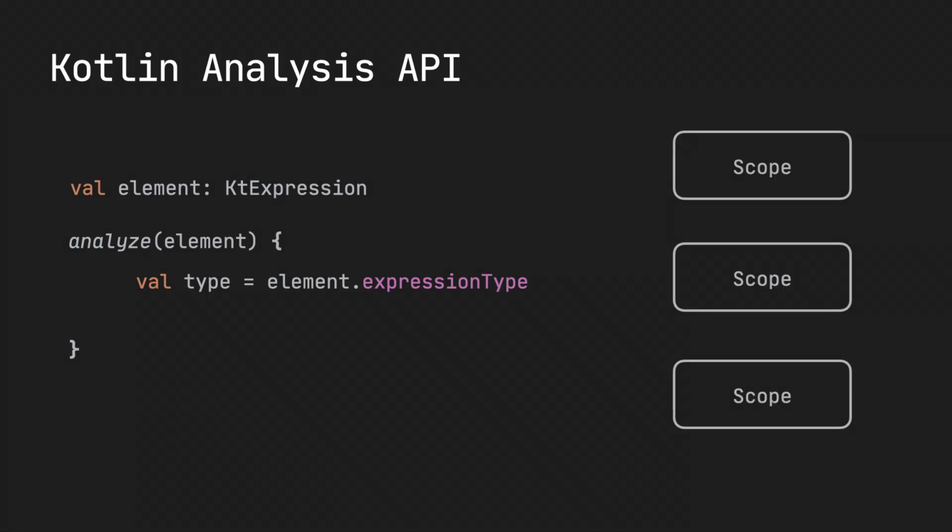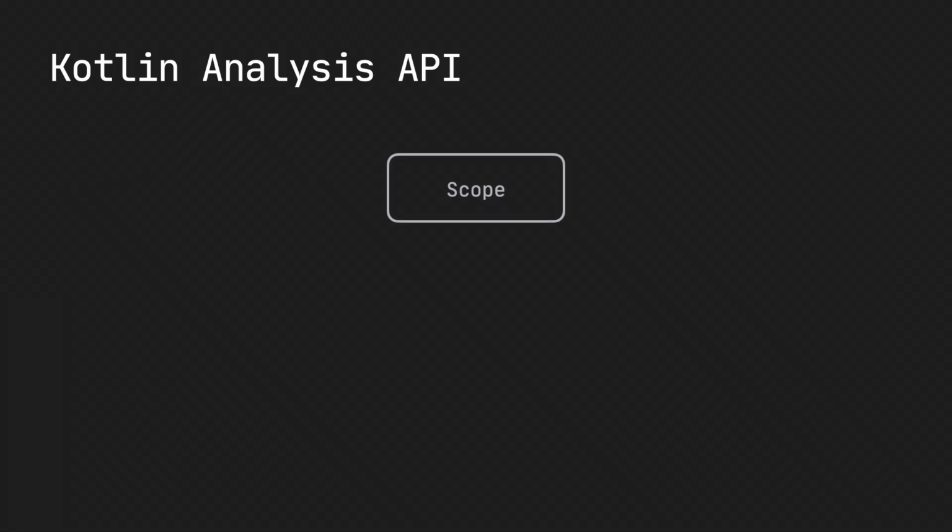But suppose this expression was defined in different scopes. The Kotlin compiler has to be able to look at these different scopes. It could be a global scope, a local scope, for example, a function scope, a scope inside of a lambda, and it has to be able to look at all these scopes in order to do this resolution, in order to ensure that this is some expression type.